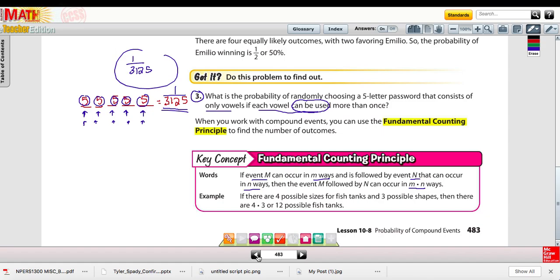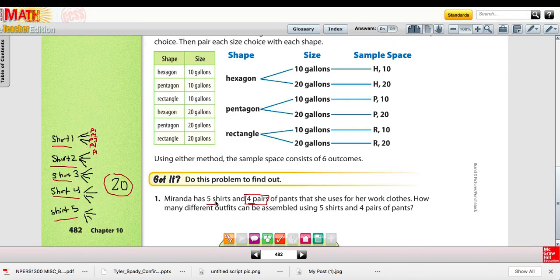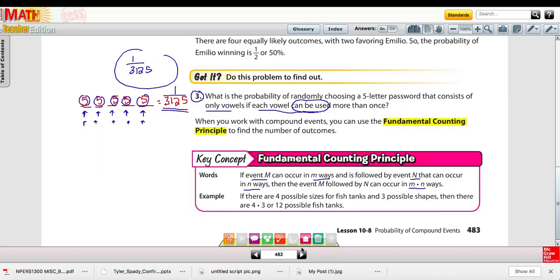And even going back to the 5 shirts and 4 pairs, we have 5 shirts times 4 pairs, which is a total of 20. So the fundamental counting principle, an example here, if there are 4 possible sizes for fish tanks and 3 possible shapes, then there are 4 times 3, or 12 possible fish tanks.